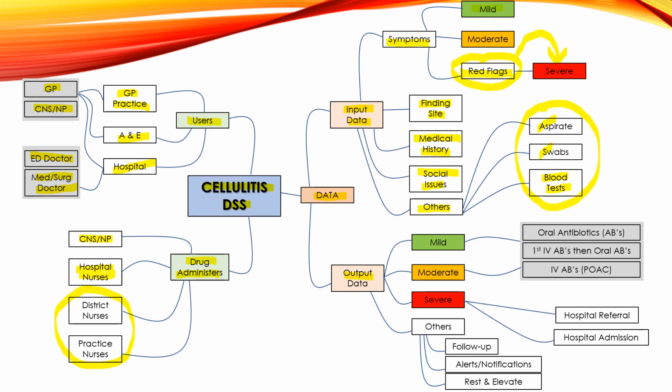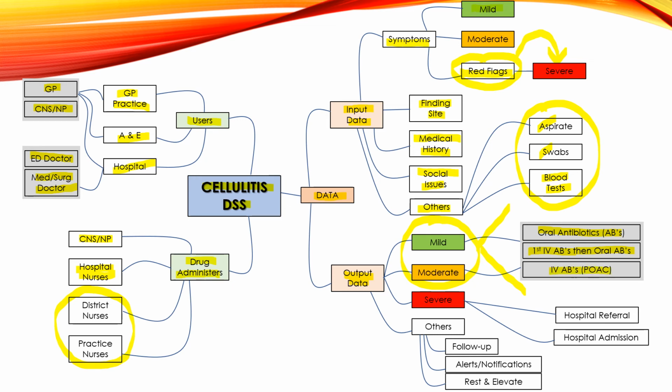And for the output data, we're looking at what would this DSS give to the clinicians. So for each symptoms, for example, the mild and moderate symptoms, it would give a suggestion to the clinicians of the possible medications or treatment that they can give to the patients. They can either choose oral antibiotics or give the first dose of IV antibiotics in the hospital or A&E or the practice, and then give the patient oral antibiotics to take home or a script.